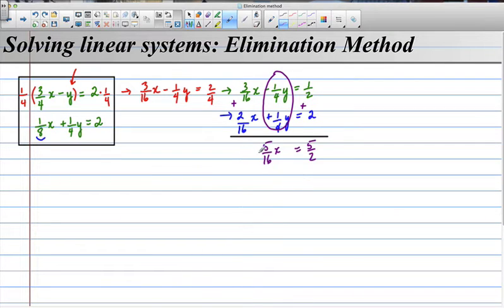Now can we solve for x? Well, we want x by itself, so let's multiply by the reciprocal. What we do to one side, we have to do to the other. So we now have x isolated. Now 5 is a common factor, 16/2, and x is equal to 8.